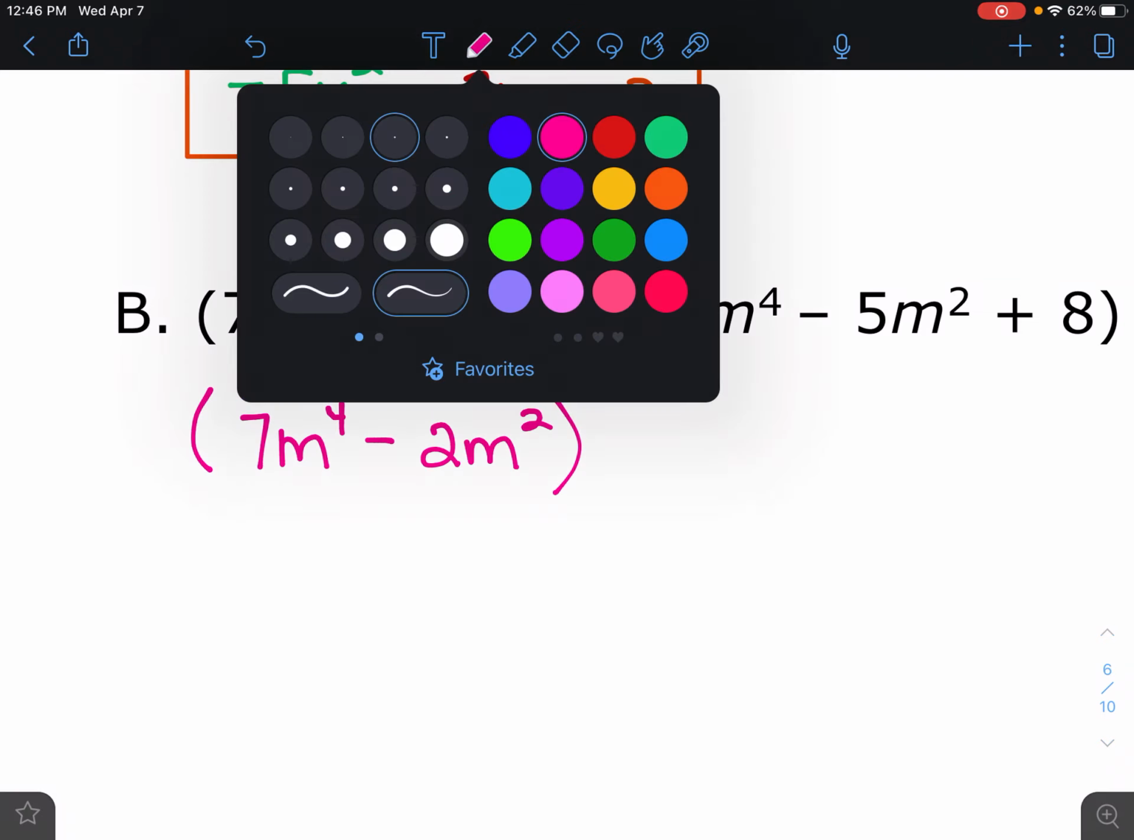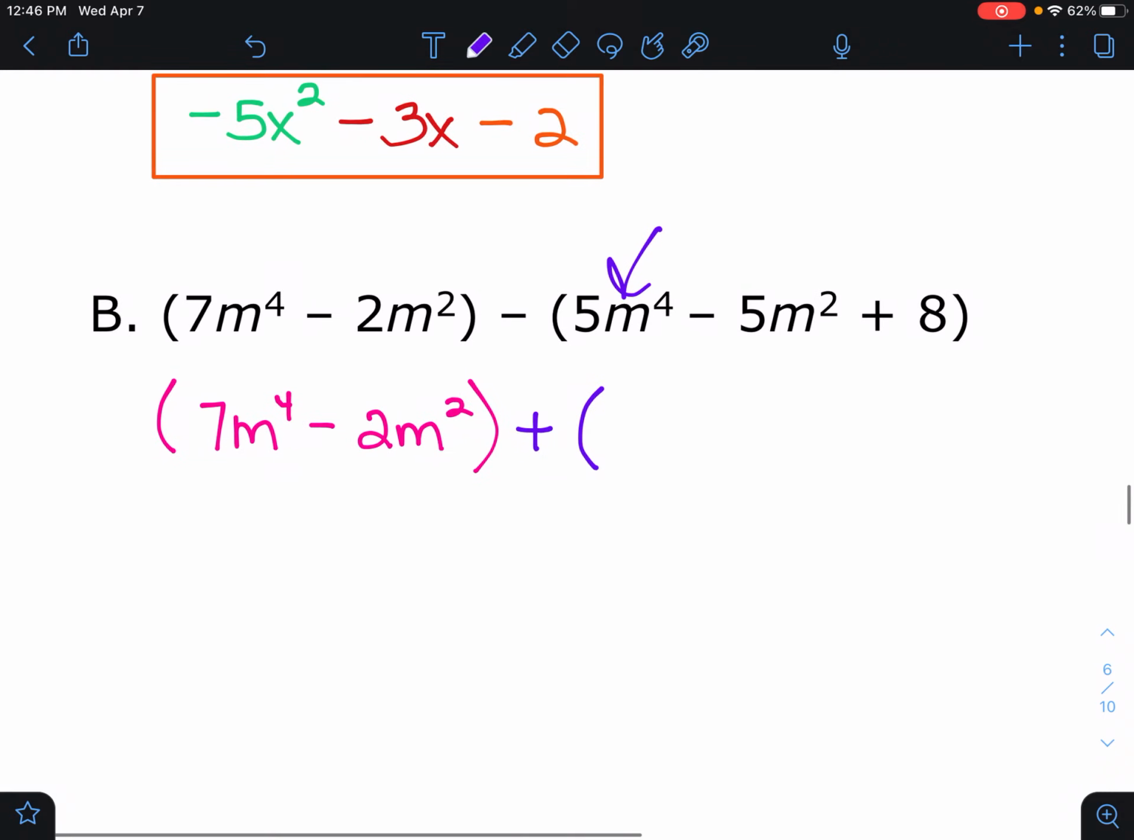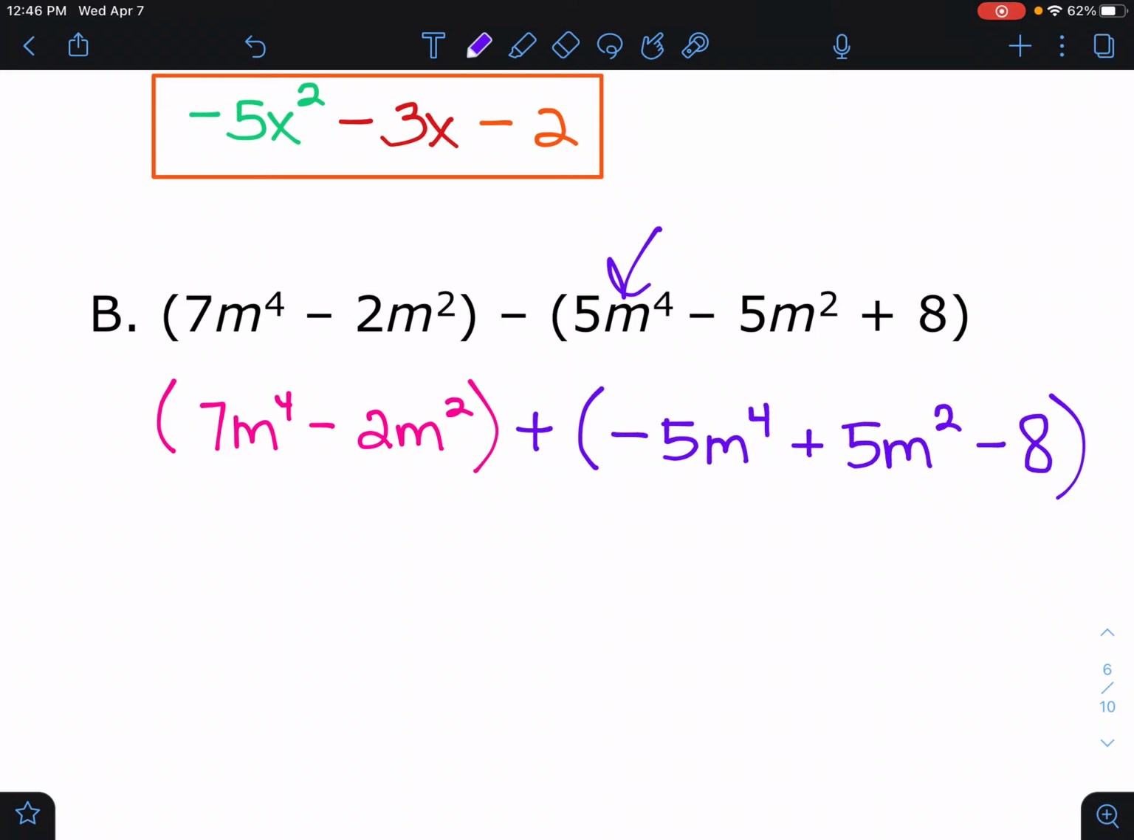Now, again, I'll use the same colors here. I'm going to add the opposite. So add, and now this is the one people usually forget to change the sign on. It's easy to forget that one. Don't. Okay, that's a positive 5m to the 4th. This now needs to become negative 5m to the 4th plus 5m squared, and then minus 8. Notice I've changed the signs on all of these terms. Okay, so everything in purple, the sign has changed.